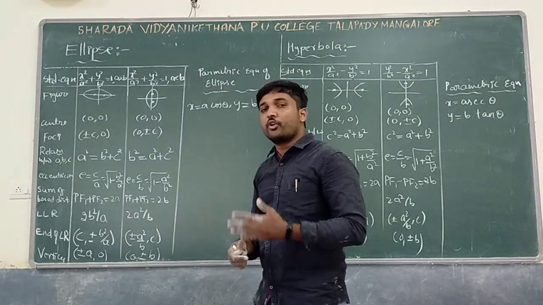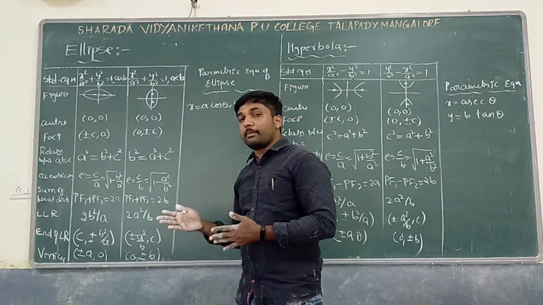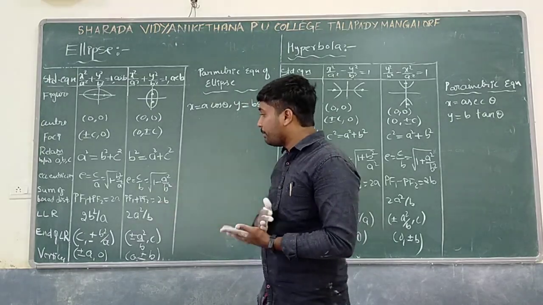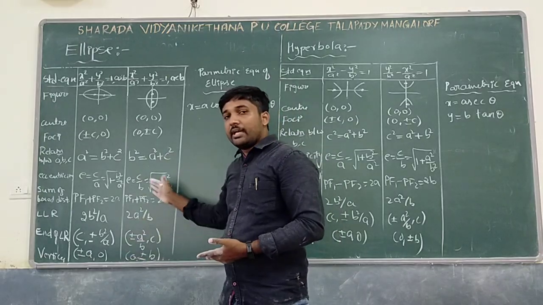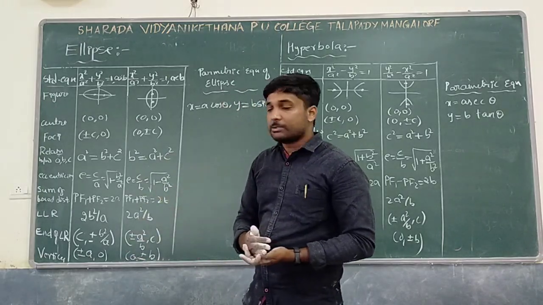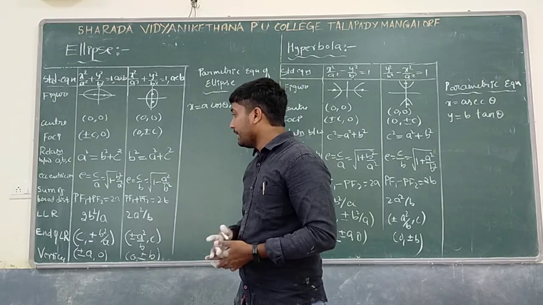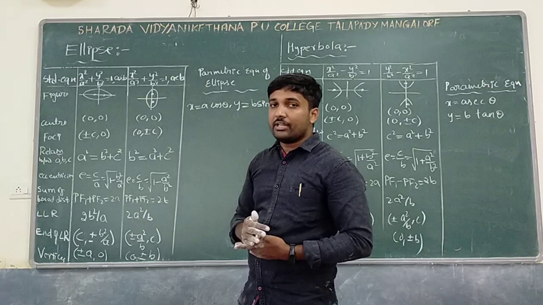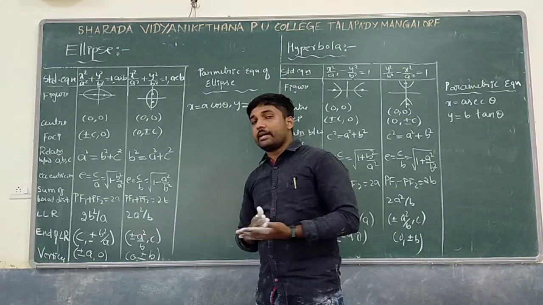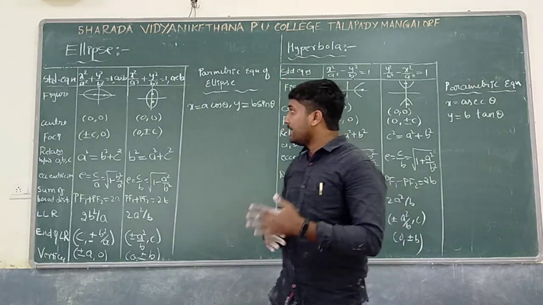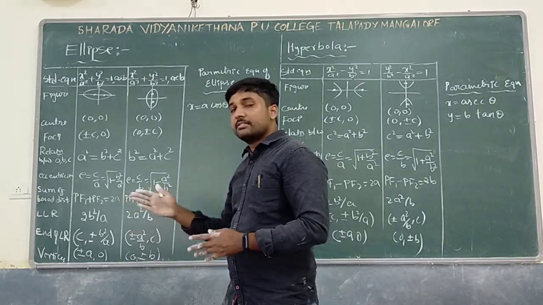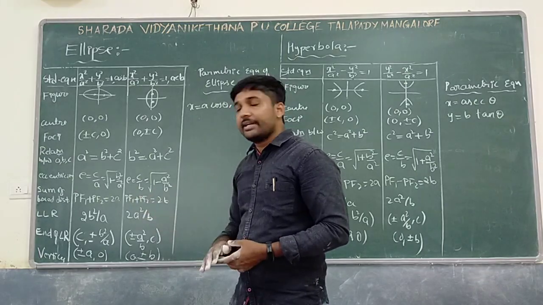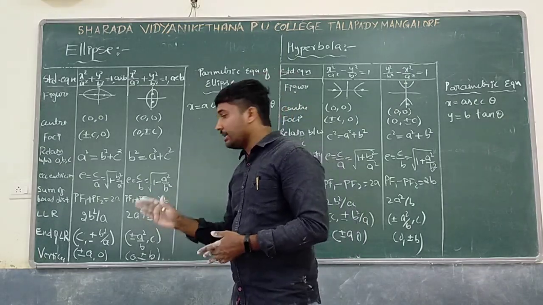Next, sum of the focal distance. The sum of distance between any point on the ellipse and the two foci, Pf1 plus Pf2, is equal to 2a, and in the second case, Pf1 plus Pf2 is equal to 2b. Length of the latus rectum, 2b square by a in the first case and 2a square by b in the second case. Ends of the latus rectum, it is c, plus or minus b square by a, or here plus or minus a square by b, c.